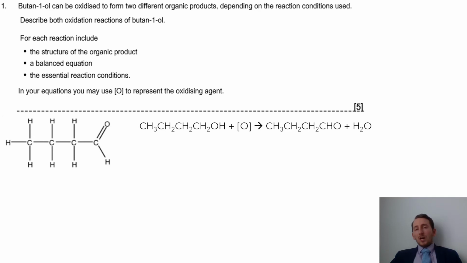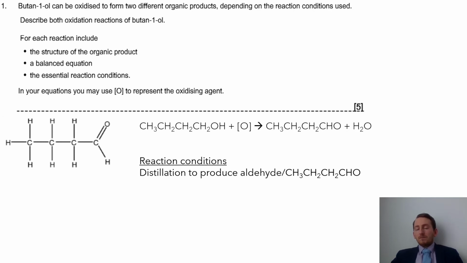Now that's that, but then how do you actually get that product? We've drawn out the structure of it, we have the reaction equation for it, but then what are the conditions required? Well, hopefully we know that is going to be distillation. We distill it, we'll get an aldehyde.